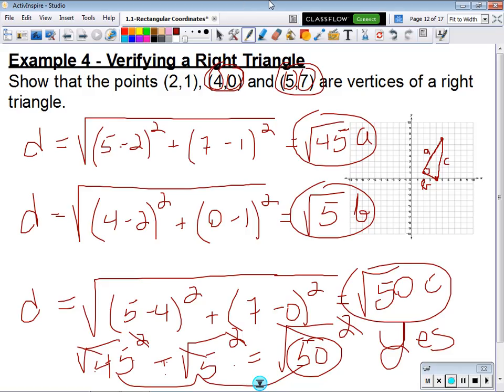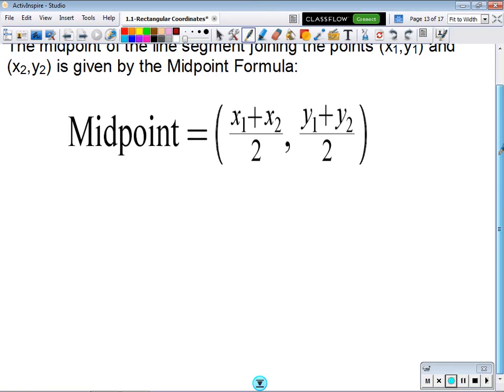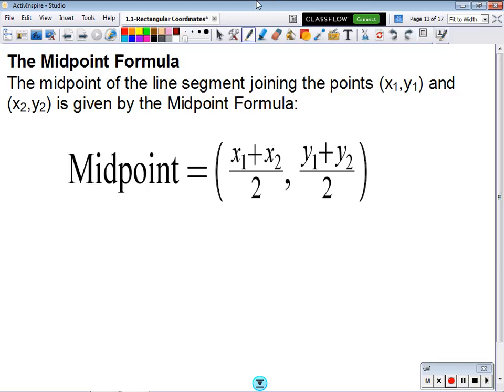So that basically takes care of some different things that we're going to look at initially here with plotting points and right triangles. Some of the other things that we're going to look at as we move forward are some different things with the midpoint formula, and also some other formulas that are involved with graphing points.